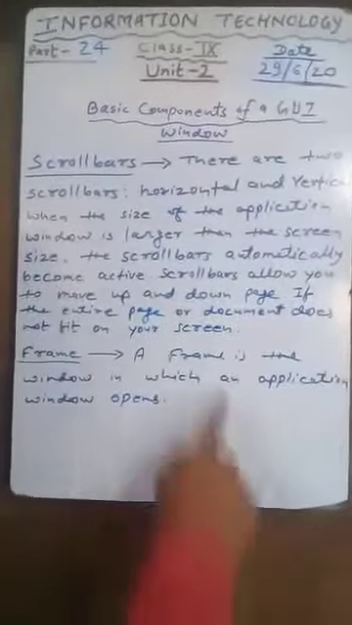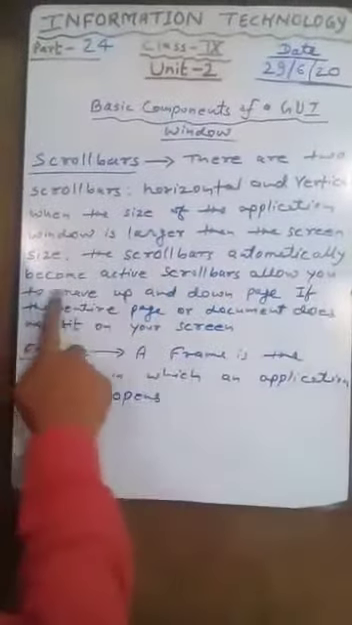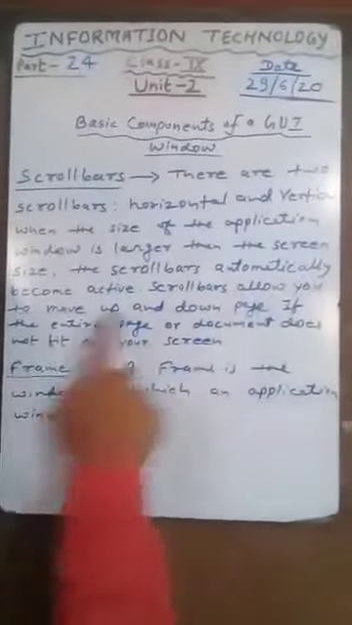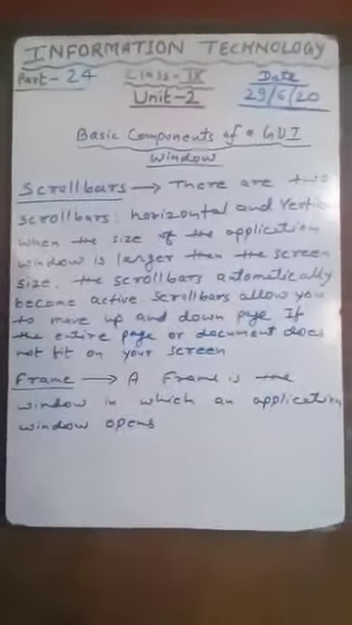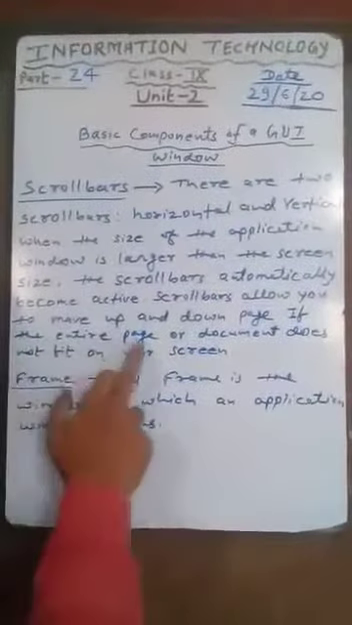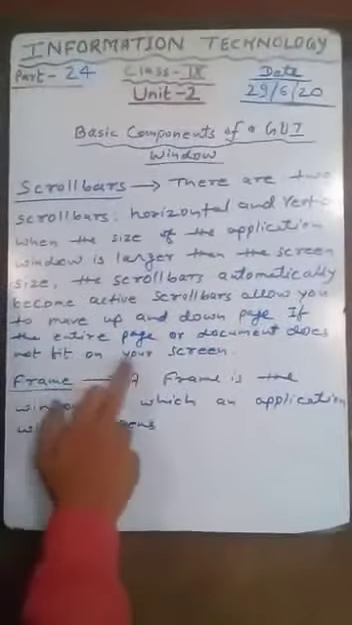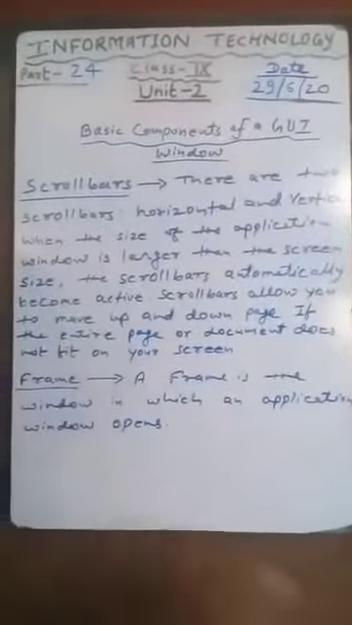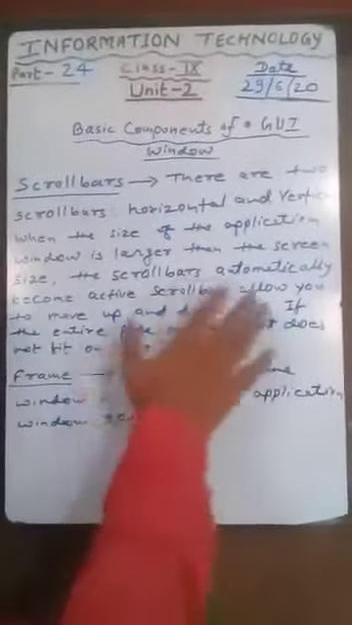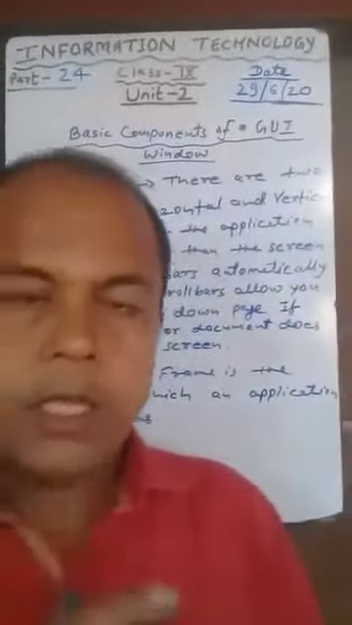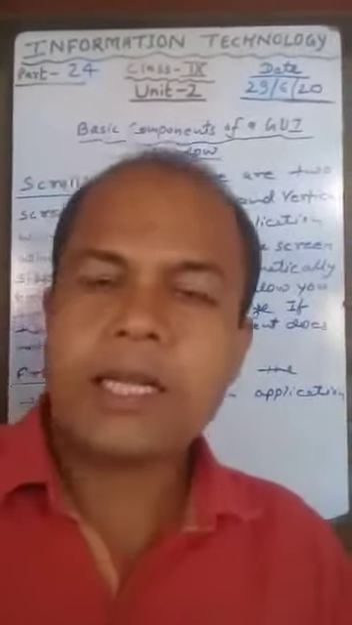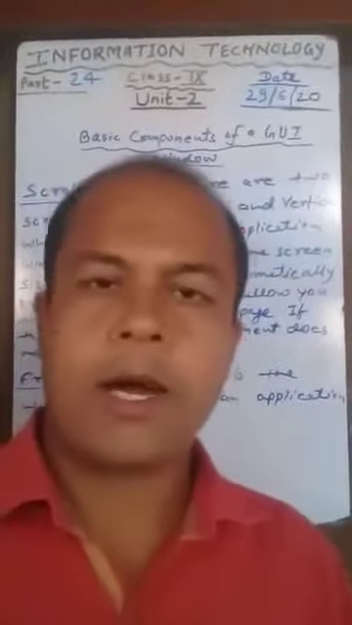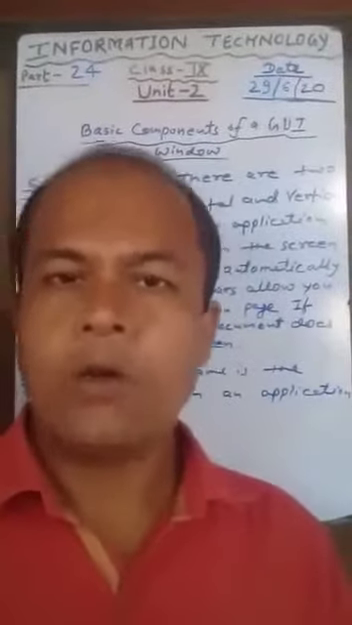Scroll bars allow you to move up and down the page. If the entire page or document does not fit on your screen, then you move up and down the page with the help of the scroll bar. That means if the document is larger than the screen, we use the scroll bar to move up and down.